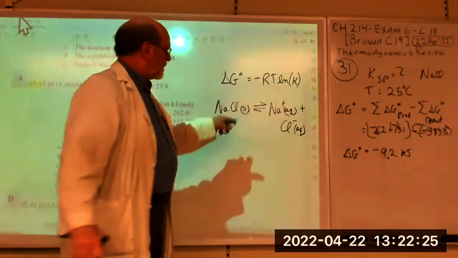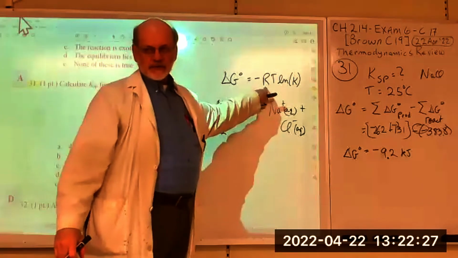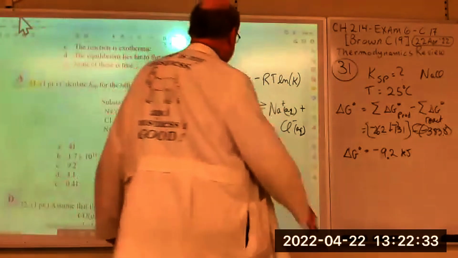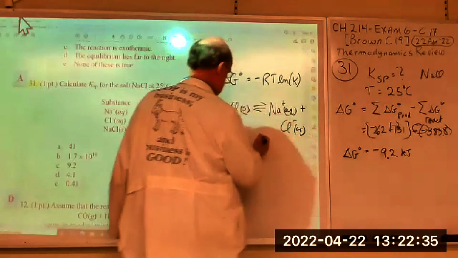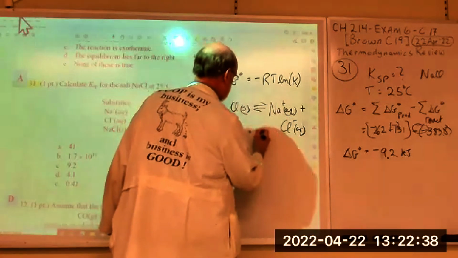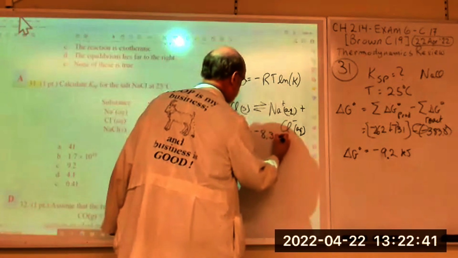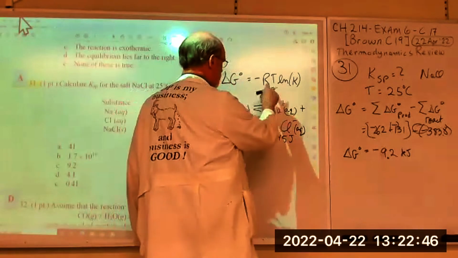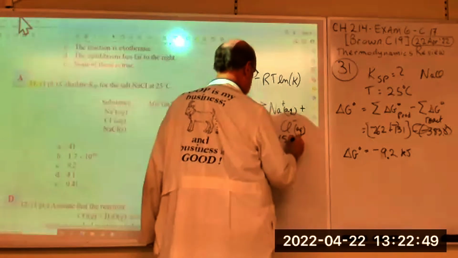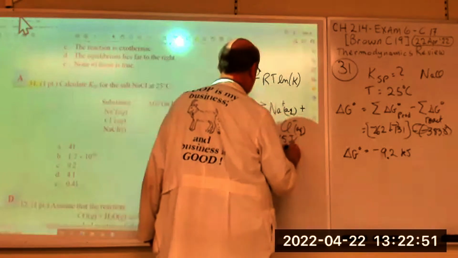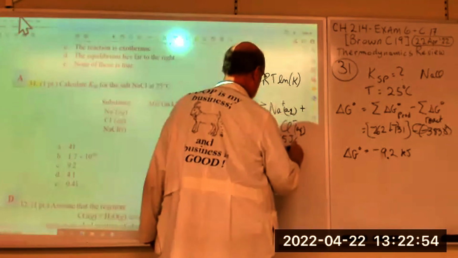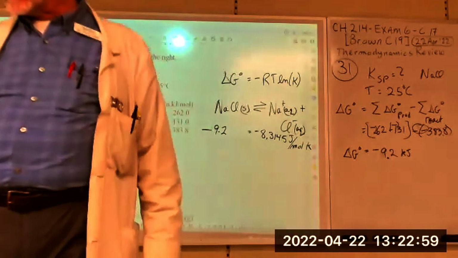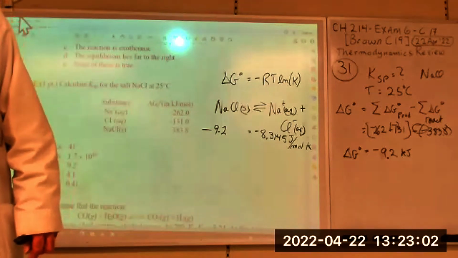kilojoules. But what is R in terms of? Right? What are the units on R? 8.3145, minus 8.3145 is in joules. Joules per mole K, I believe. Joules per mole K. Yeah.